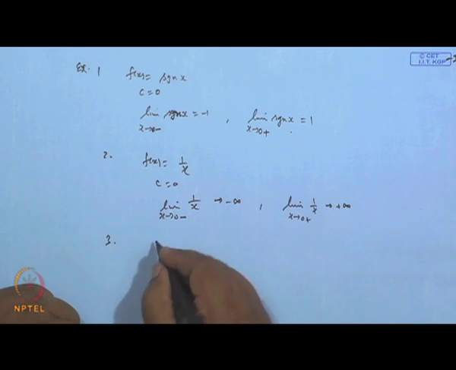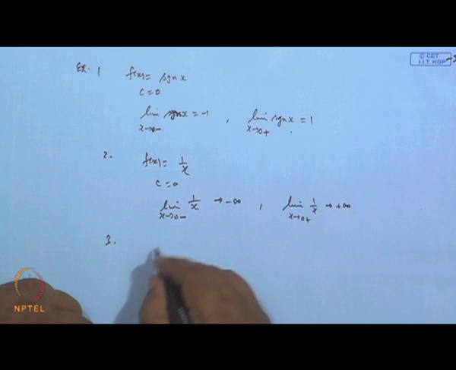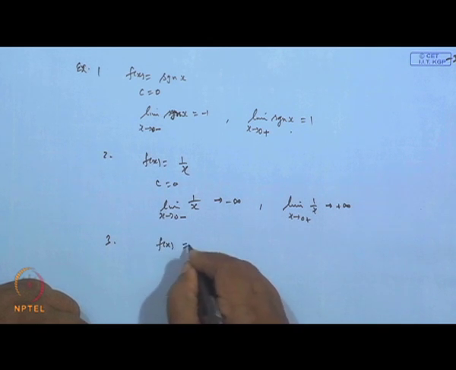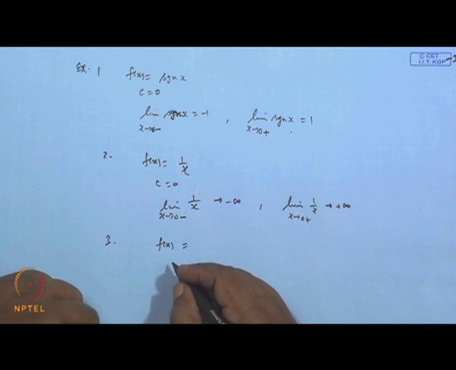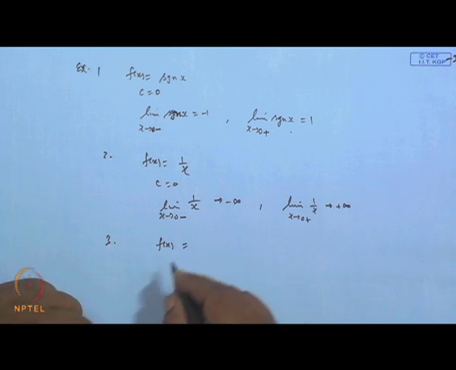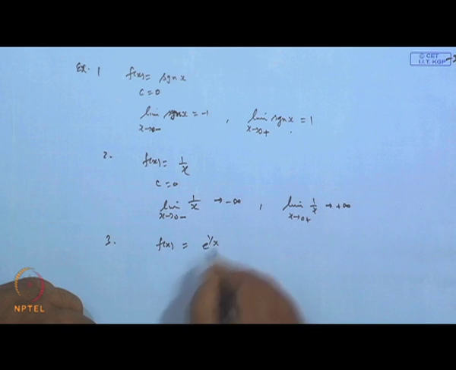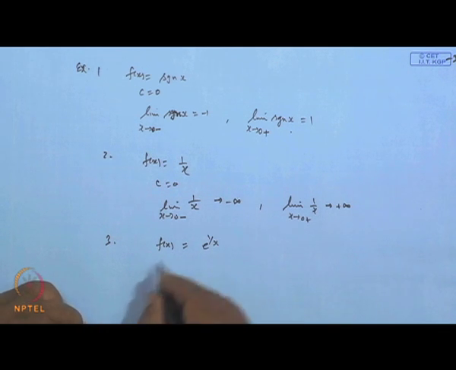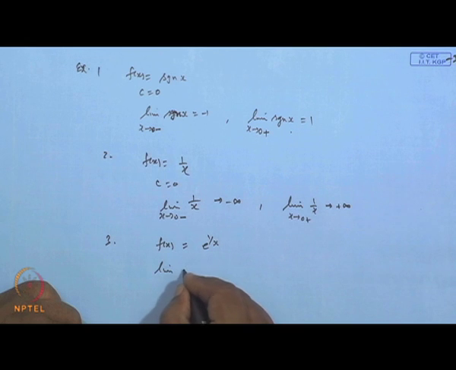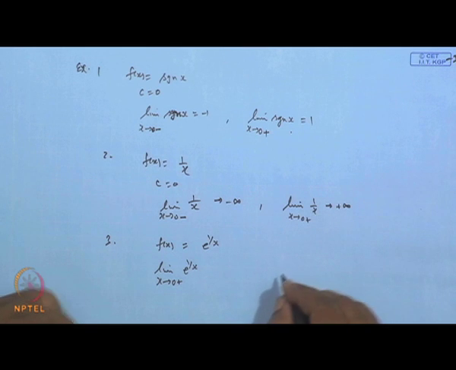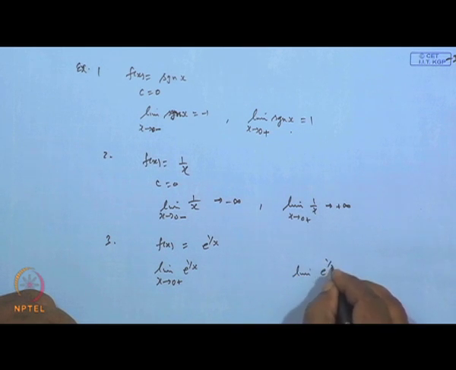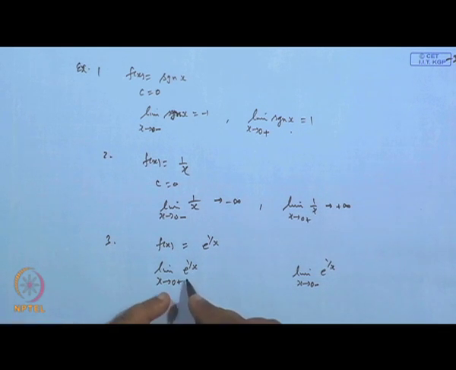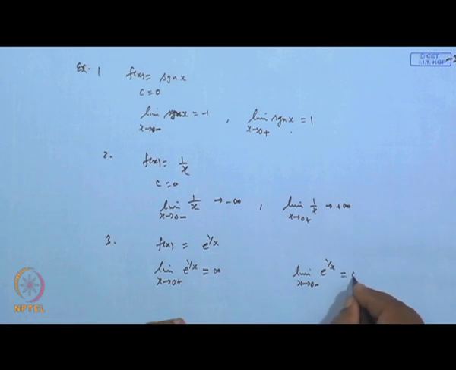The third case is if we look at the function f(x) equal to e to the power 1 by x. When we take the limit of e to the power 1 by x when x tends to 0 plus, or when x tends to 0 minus, what we say here is that when x tends to 0 plus the limit will be infinity, while in the other case the limit comes out to be 0.